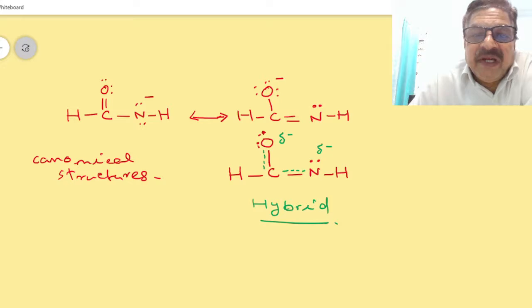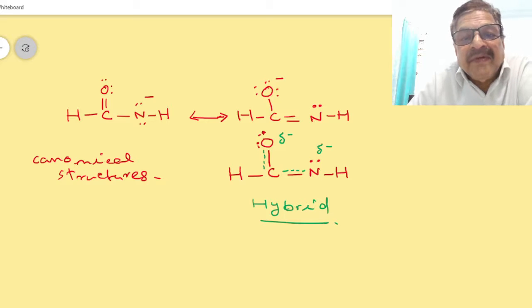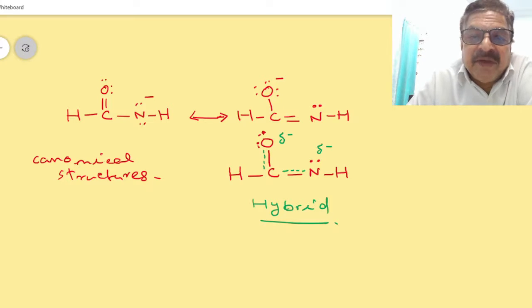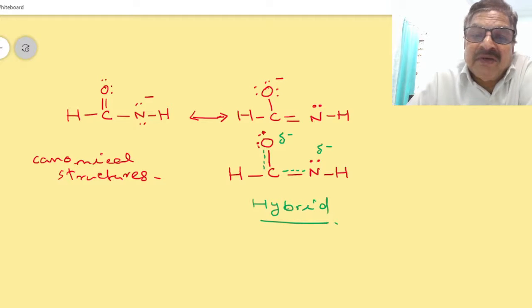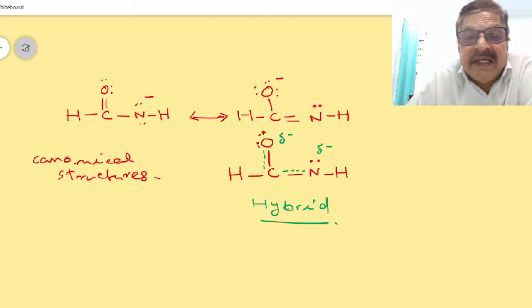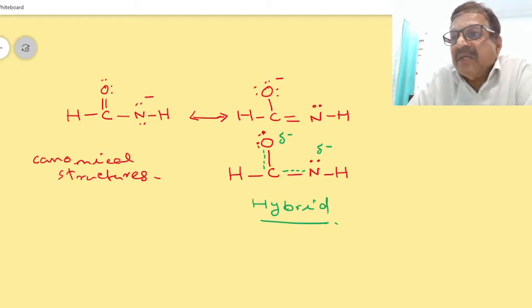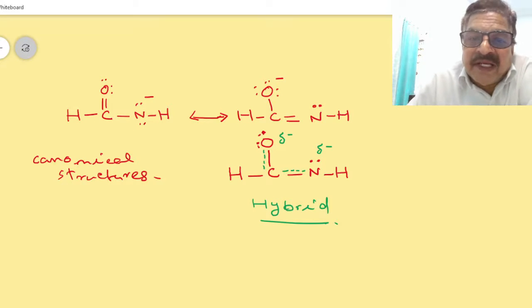The dashed line indicates the partial double bond character, because the double bond was initially a carbon-oxygen double bond, and in the other structure it is a carbon-nitrogen double bond. Therefore, the double bond character is shared between carbon-oxygen and carbon-nitrogen, and we show it with a dashed line. And the negative charge was on nitrogen in the first structure and on oxygen in the second structure. Therefore, we show a partial negative charge, delta minus.